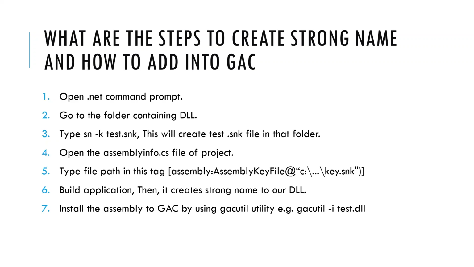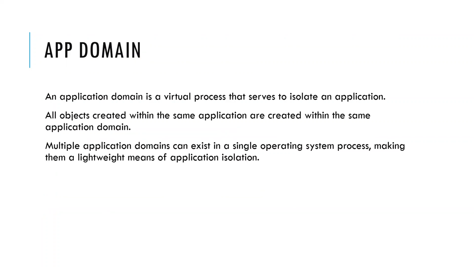So what are the steps to create a strong name and add it into the GAC? We need to open the command prompt and type sn -k and the key name, and this will create a test .snk file in that folder. Then open the AssemblyInfo.cs file, add this path into the assembly key file path, then build the application, then create a strong name for the DLL, and install the assembly to the GAC by using the GAC utility tool.